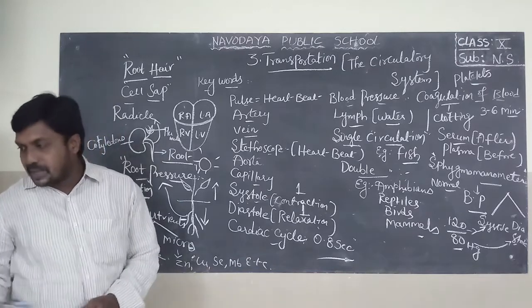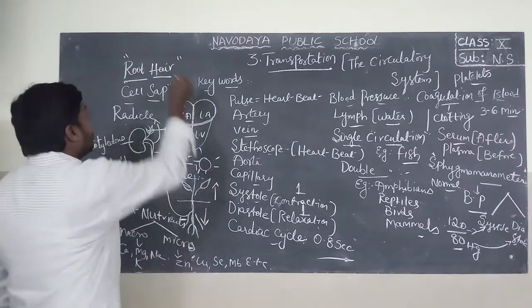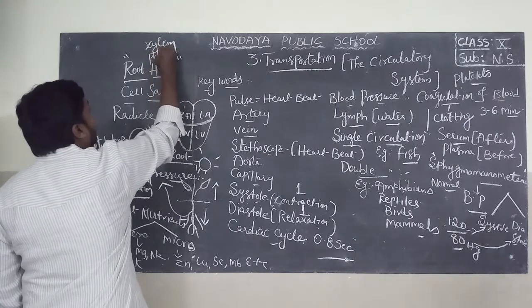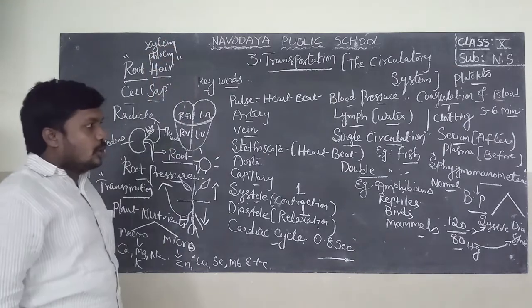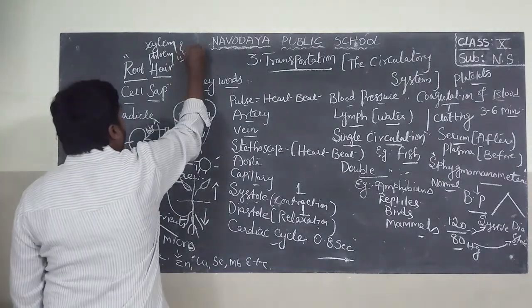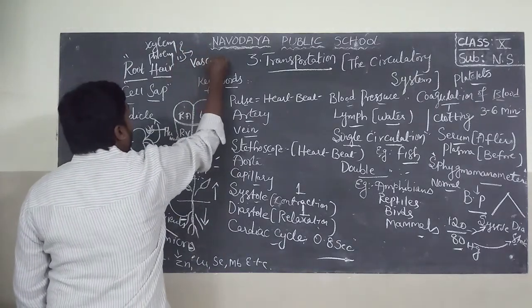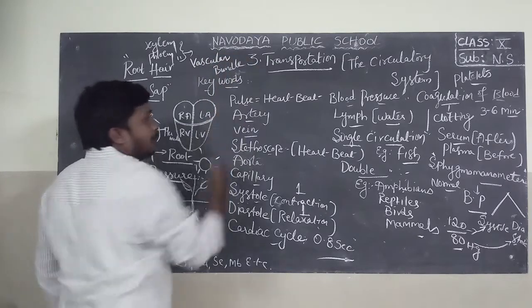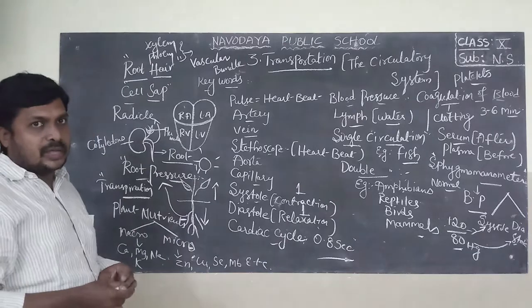Xylem, phloem. Xylem is a tissue which helps to transport water from soil to all parts of the plant. Phloem is the tissue which transports food from leaves to all parts of the plant. Xylem and phloem united together are called vascular bundle. Vascular means transport. They are present one upon another, no? They are known as vascular bundle.